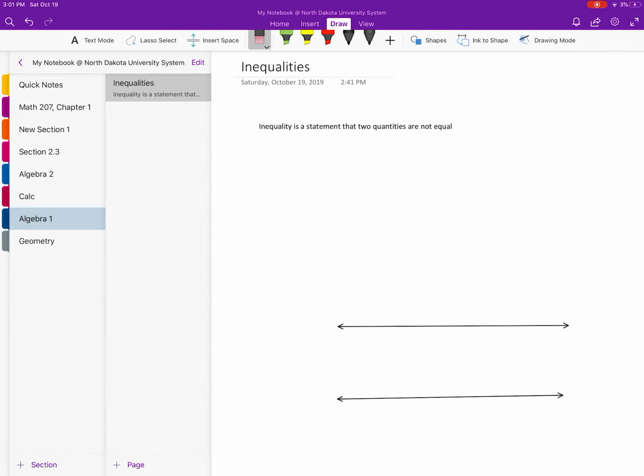We have done equations, and just like with equations, we are going to use algebraic thinking and properties of equality to solve inequalities. But of course, there are some minor differences between inequalities and equations, not the least of which is the definition, right? An inequality is a statement that two quantities are not equal. An equation says they are, an inequality says they are not. And you've used inequalities before, right?